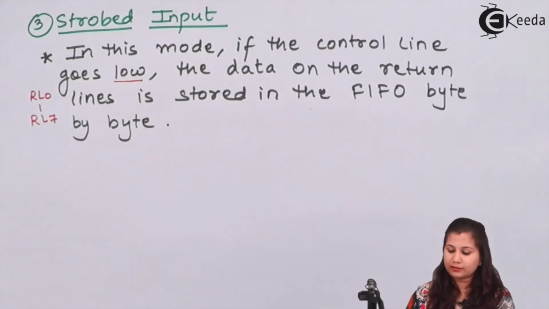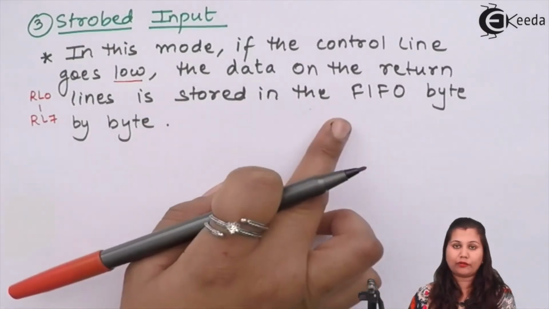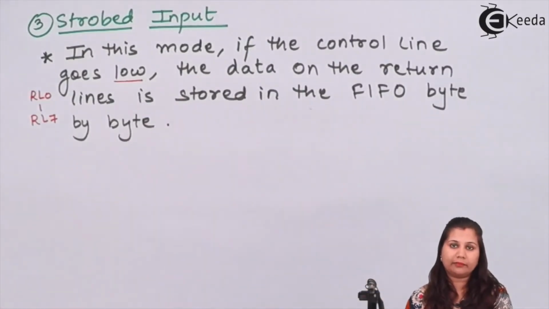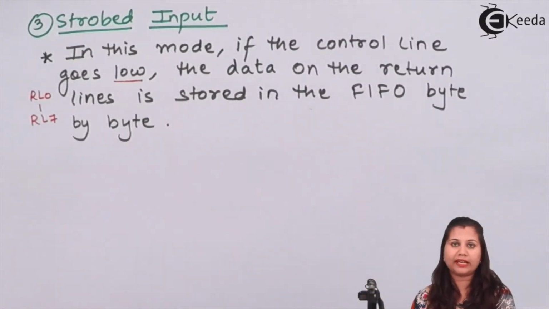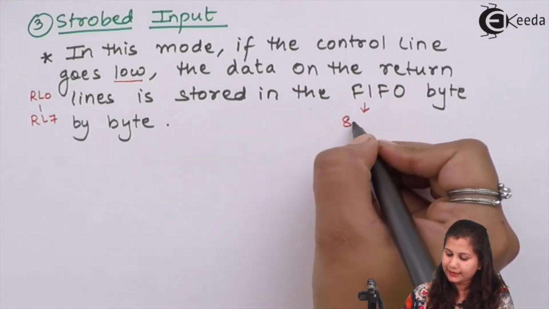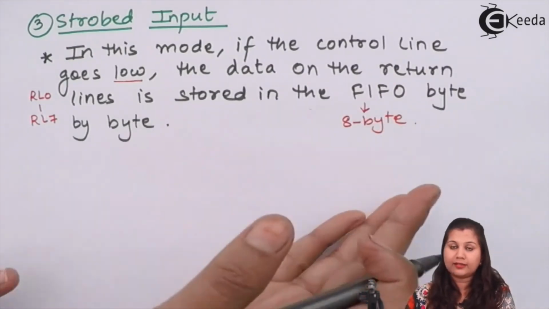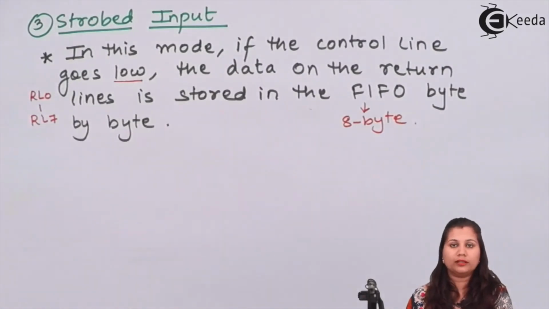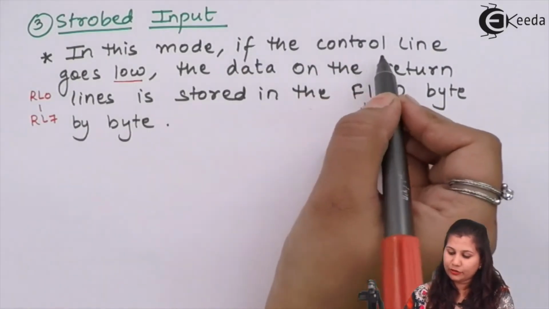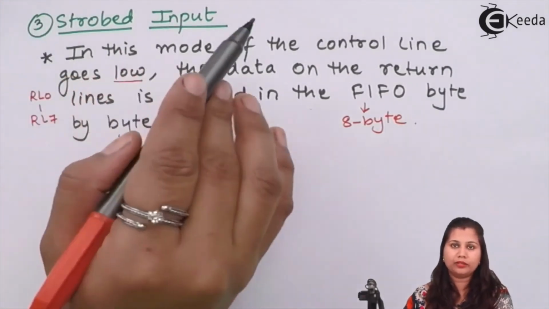Okay, so first 1 byte, meaning the 8 bits, will be stored in the FIFO RAM, then again 8 bits will be stored. In this way 8 bytes will be stored in the FIFO RAM, because we have the FIFO RAM as 8 bytes. So byte by byte the data will be stored in the RAM when this control line goes low. So this mode is the strobed input mode.